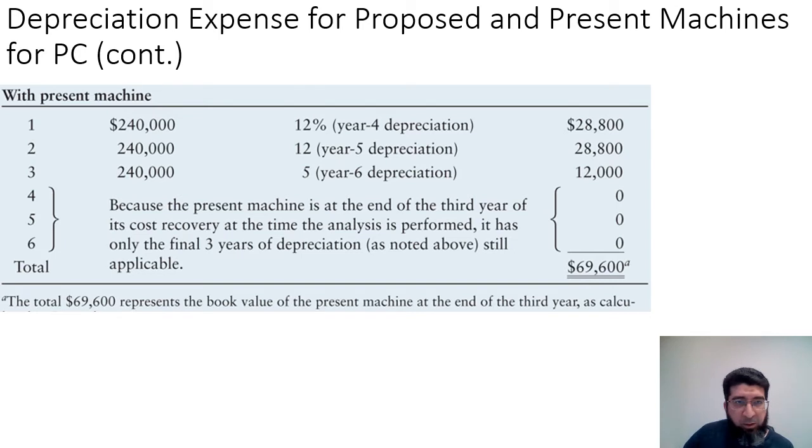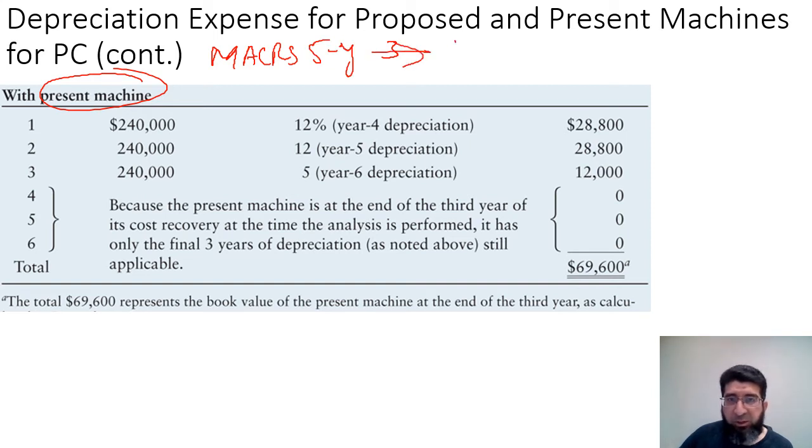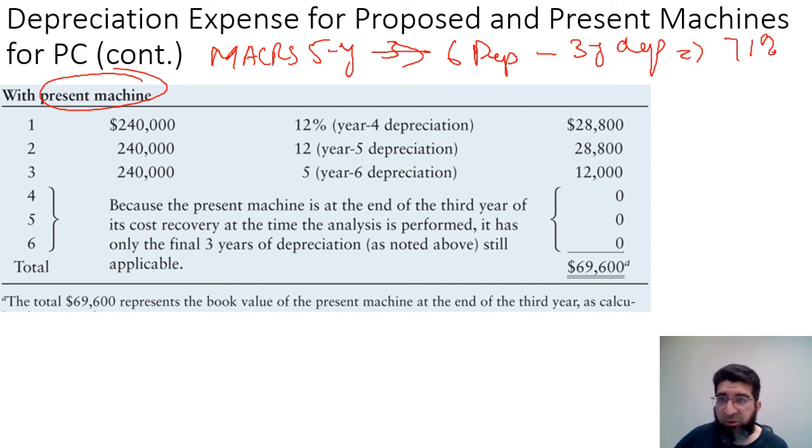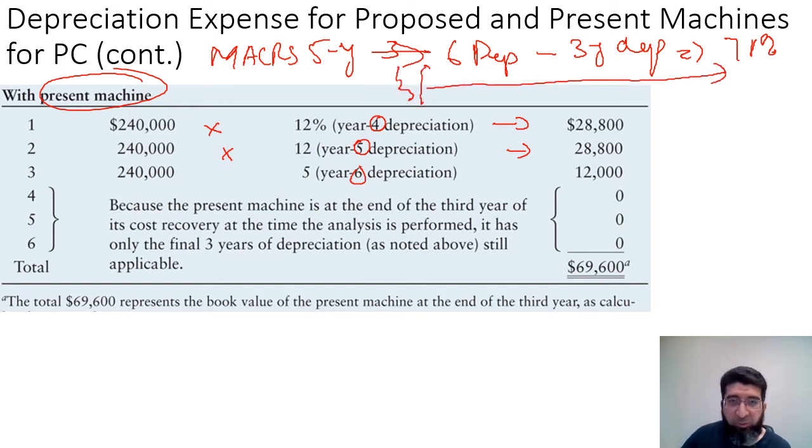So let's look at the depreciation expense for the present machine. In the present machine, we have already depreciated for 3 years. So 5-year MACRS leads to 6 years of depreciation, and the machine has already incurred 3 years of depreciation, which was equal to 71% in total. Now what is left will be depreciated going forward, and you can see this is the first year depreciation, this is the second year depreciation. Actually, if you look at it, it's the fourth, fifth and sixth year, because years 1, 2, 3 have already been depreciated, and that's equal to 71% of depreciation.